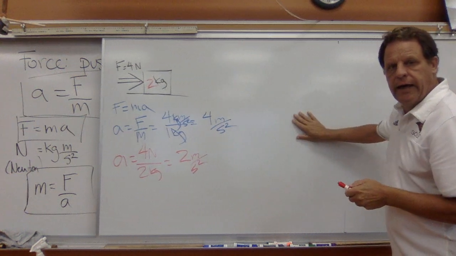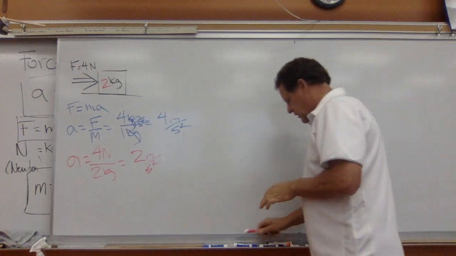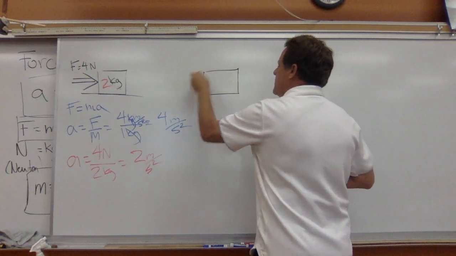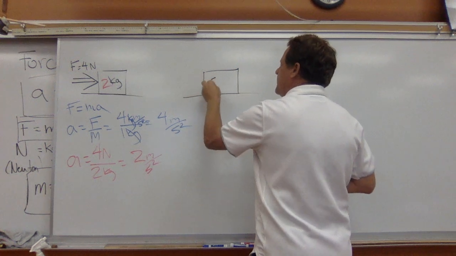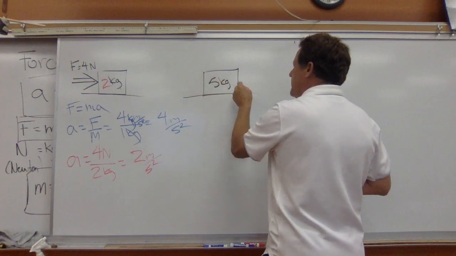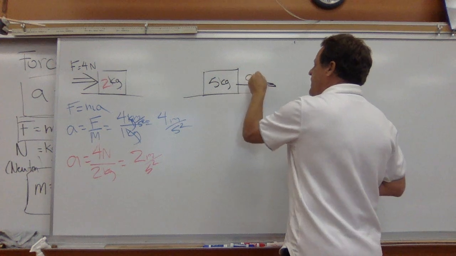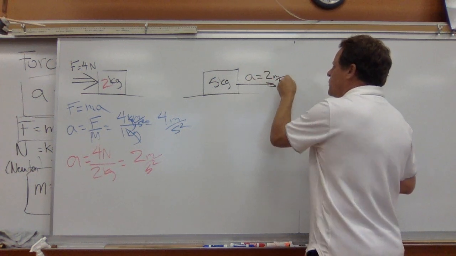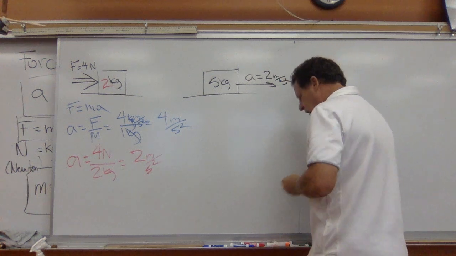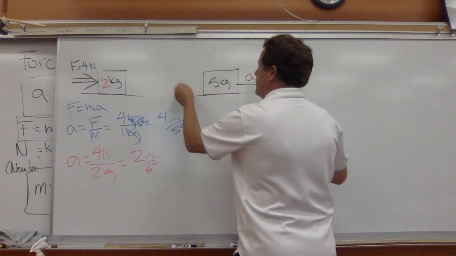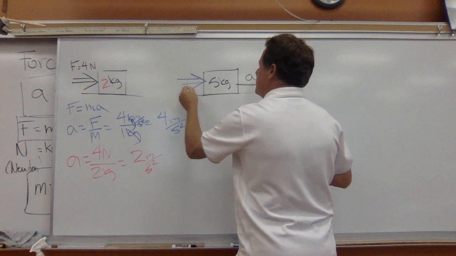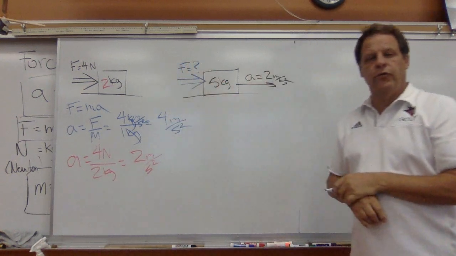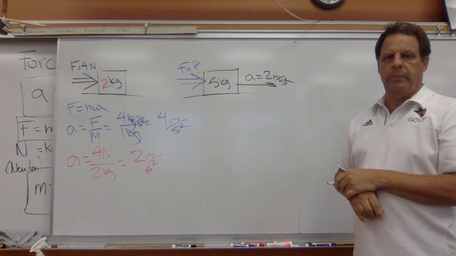Let's take a look at what if, again, we had a box and it was 5 kilograms and we had an acceleration of 2 meters per second squared. Okay, then what would the force be?